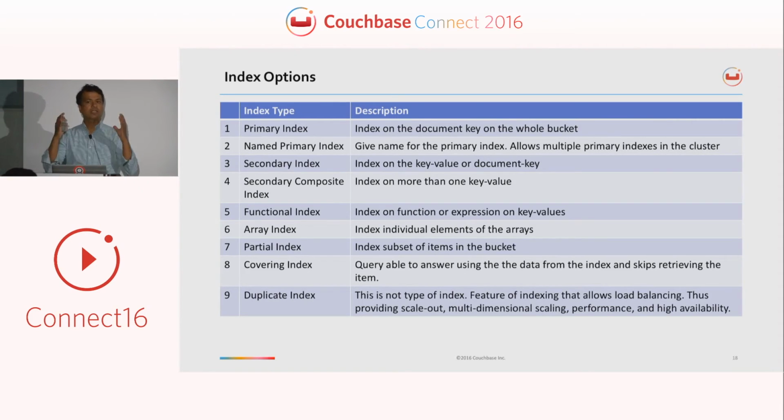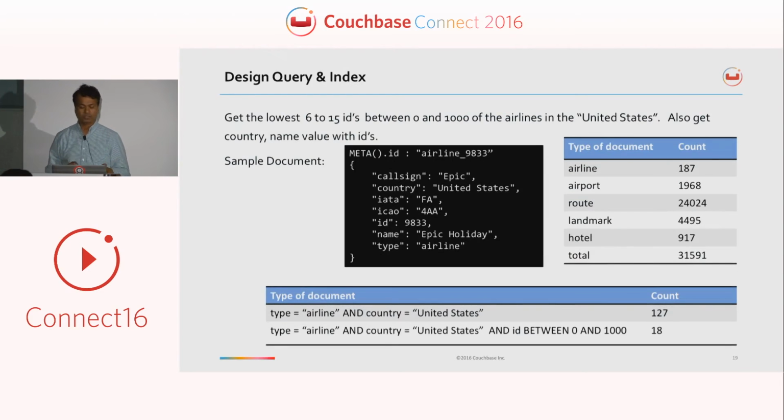So if you understand the different types of options you have, you can study the queries and create the right indexes for you. Creating the right index is a very, very important phase to get the best performance for your queries, right? So let's take a look at the query here. Take a look at the document here.